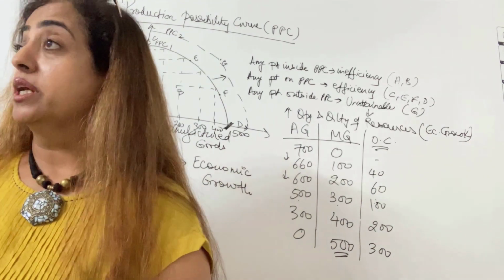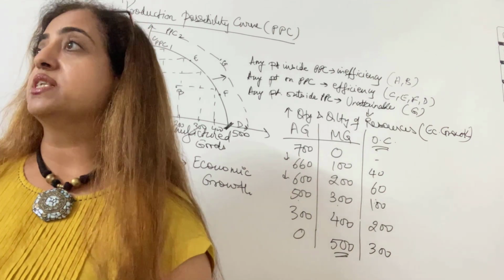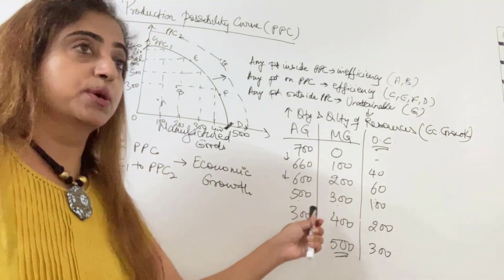How about capital? Can you increase quantity and quality? So more machineries, more factories, better technology will increase the production.